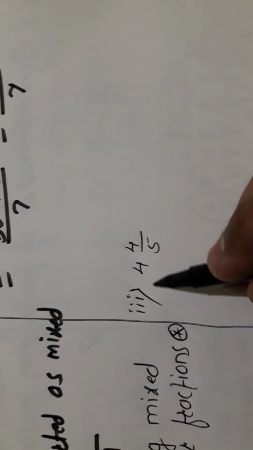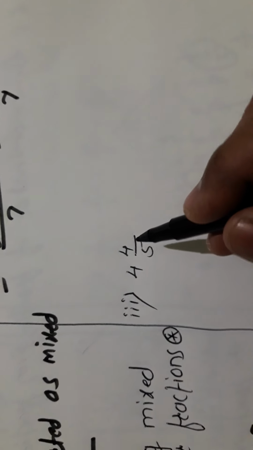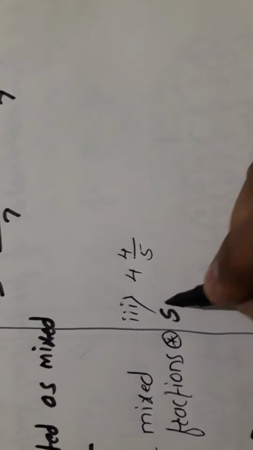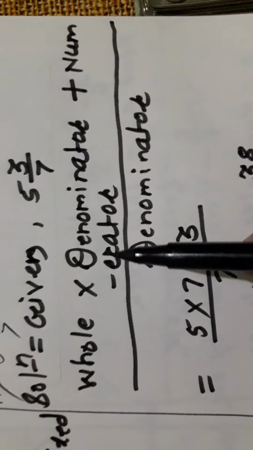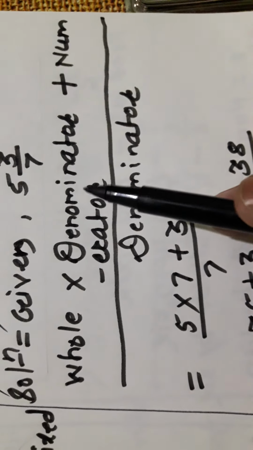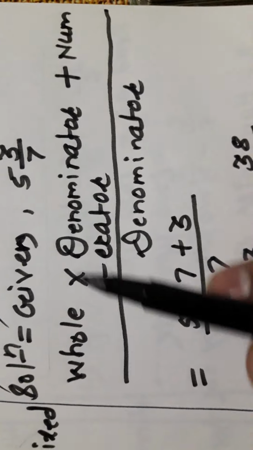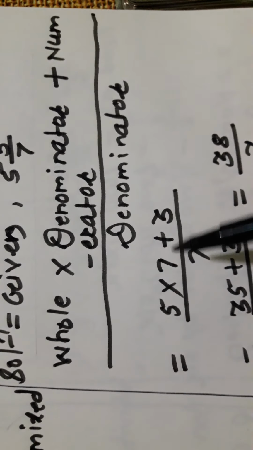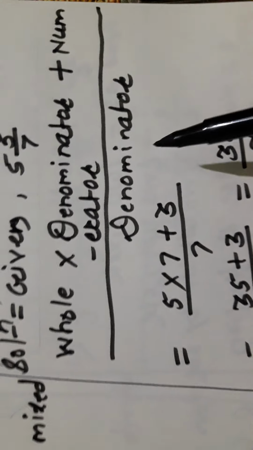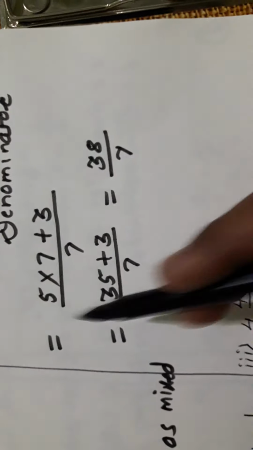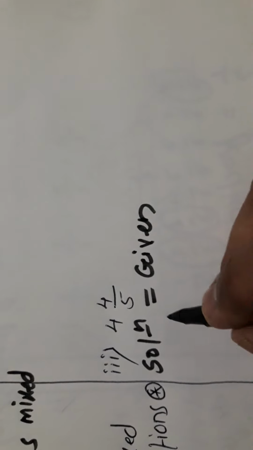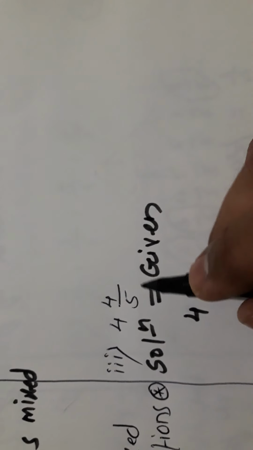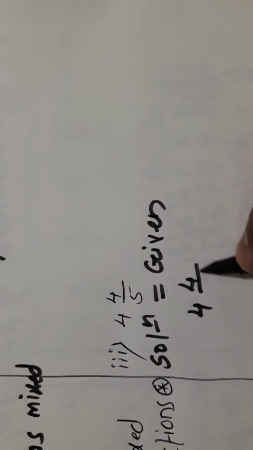Look here. 4 and 4/5. For understanding purpose, I am showing this formula. No need to write this formula in the example again and again. For understanding purpose, how to solve this, I have shown this formula. Directly, you can also solve those steps. No problem. I will show you here how to solve directly. 4 and 4/5.